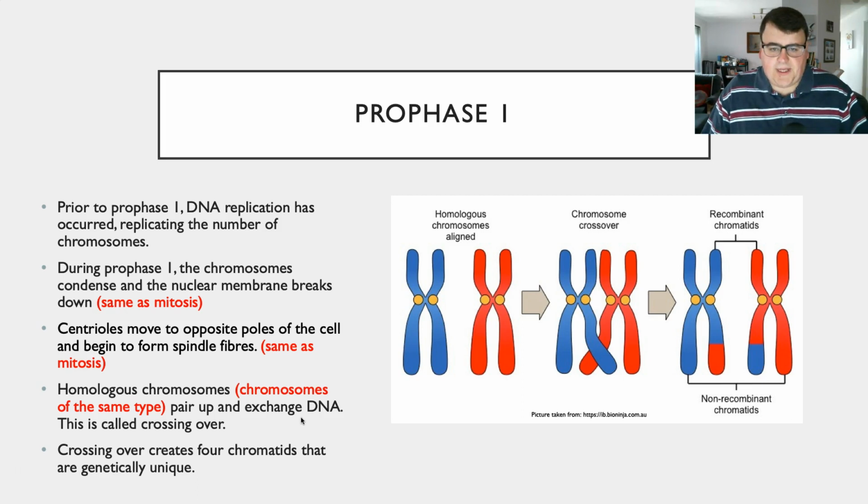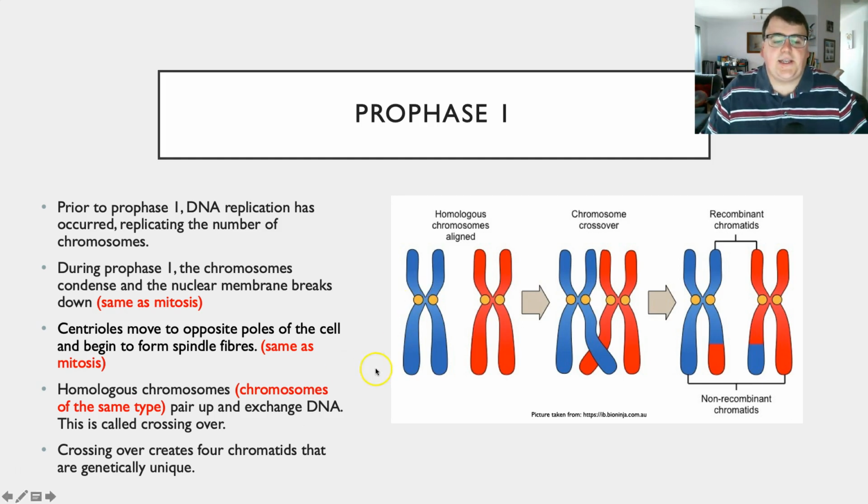The first 2 steps here are the same as mitosis, so the chromosomes will start to condense and the nuclear membrane will break down. Then we'll have our centrioles move to opposite poles of the cell and begin to form spindle fibers. Both of those points are exactly the same as what happens in mitosis in prophase. The new part that happens just in prophase 1 of meiosis is that homologous chromosomes, so chromosomes of the same type, chromosome 1, chromosome 1, chromosome 2, chromosome 2, start to pair up.